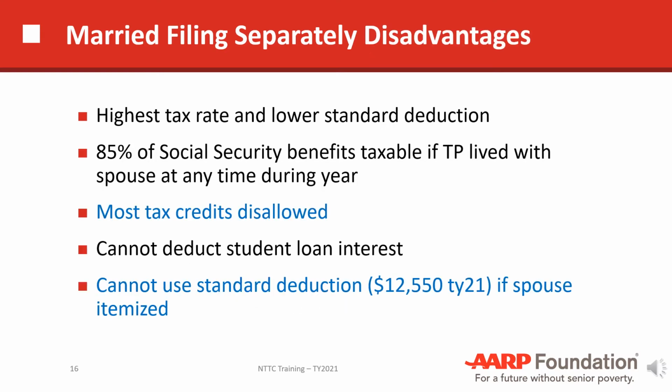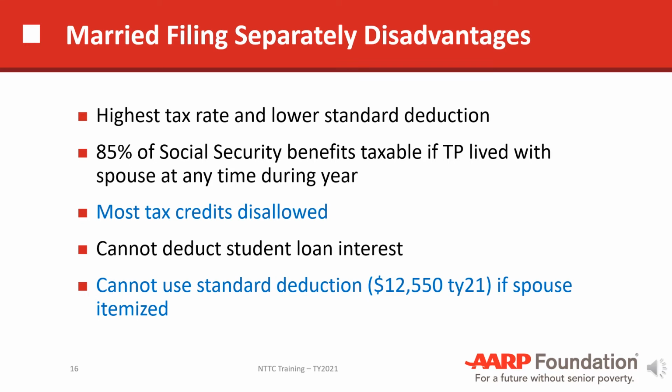What are some of the disadvantages of married filing separate tax returns? Well, first of all, the highest tax rate and lower standard deduction. So the IRS has done quite a bit to dissuade people from using married filing separately. So there are not a whole lot of advantages to doing it, but there are an awful lot of disadvantages. So it is the highest tax rate amongst all the other filing statuses, and it's the lowest standard deduction.